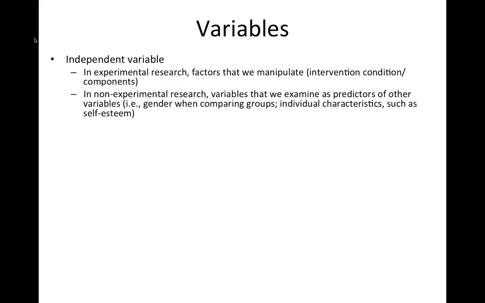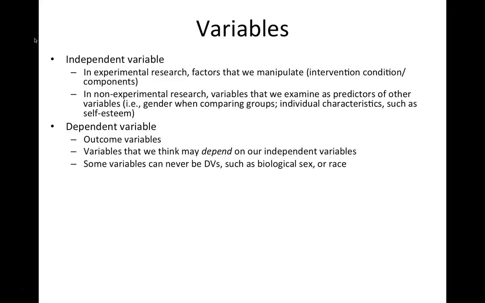In non-experimental research, though, the variables that we examine as predictors of other variables are what we refer to as independent variables. So this is gender when we're comparing groups on gender and looking at gender differences. It's maybe individual characteristics like self-esteem, if we're thinking that self-esteem influences some other variable or predicts an outcome on some other variable. Dependent variables, sort of inherent in the name, are outcome variables that we think depend on independent variables. So you can always try and remember it by looking at what the actual word is.